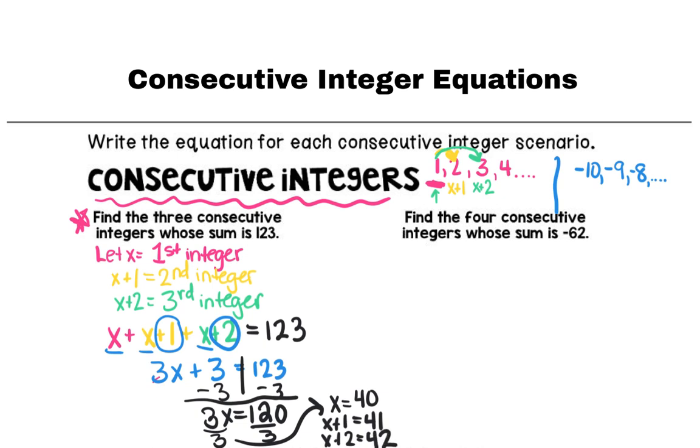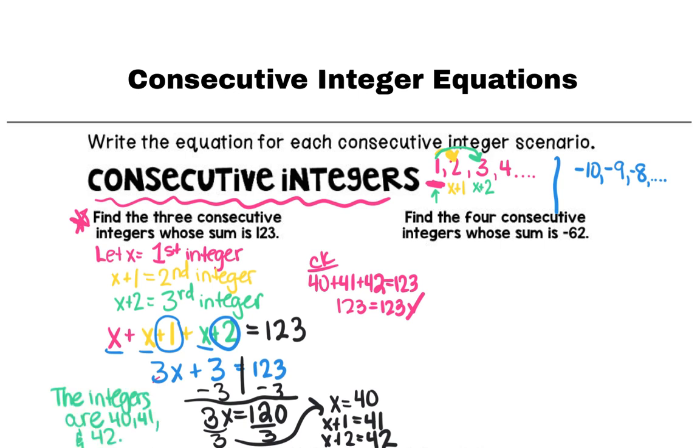For our check here, we can just check and make sure that 40 plus 41 plus 42 equals 123, and it does. The very last thing we need to do is write a sentence. And here's my sentence. The integers are 40, 41, and 42.